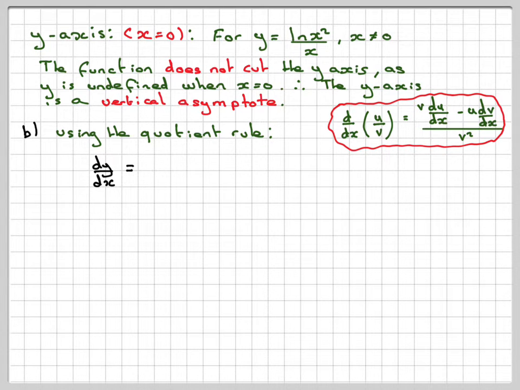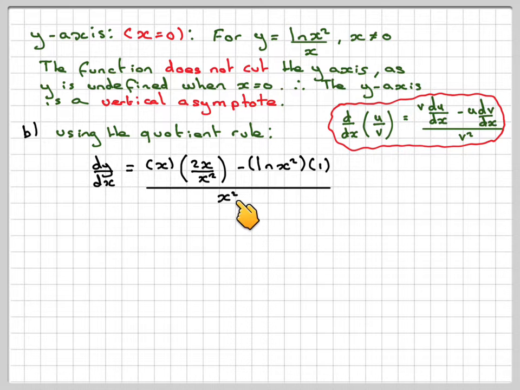So dy/dx is going to be equal to v, which is x, times the derivative of ln of x squared. That is 2x over x, using the rule for differentiating logs. Then we're going to have minus u, which is ln of x squared, times the derivative of x, which is 1, all over x squared, because v is x squared. A bit of cancelling: that x will cancel with those two x's, so we're going to have 2 minus ln of x squared over x squared.